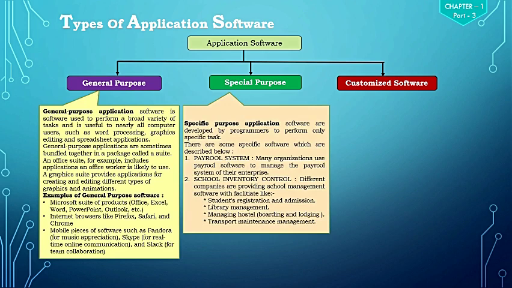Let's see the special purpose application software. Special purpose application software is developed by programmers to perform only a specific task. There is some specific software like the payroll system. This set of programs is used by many organizations to manage the payroll system of their enterprise.